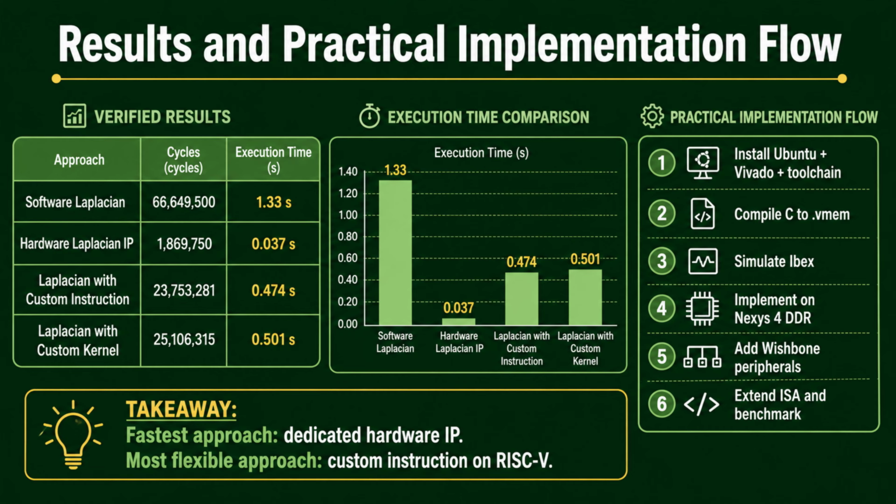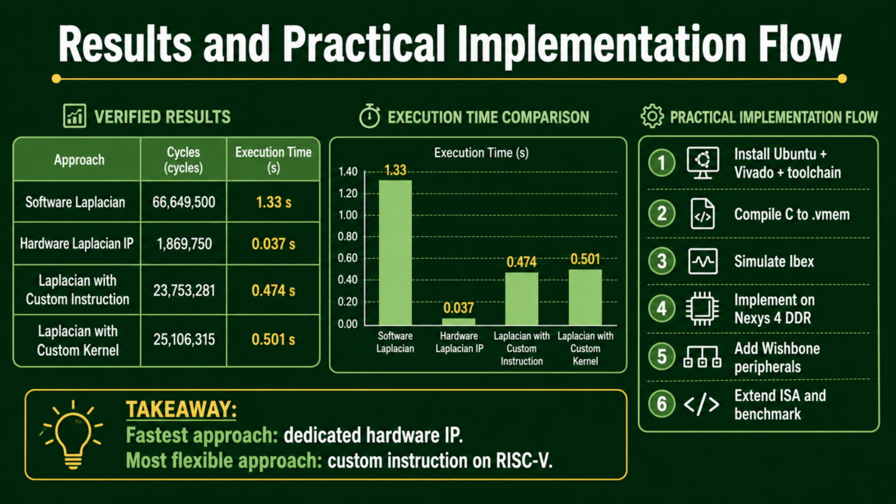Dedicated hardware provides the highest performance because the architecture is optimized for one specific operation. Software requires fewer hardware resources and provides maximum programmability, but execution is much slower. Custom instructions provide an interesting middle ground. They preserve a software programming model while allowing computationally expensive operations to execute using specialized hardware inside the processor.